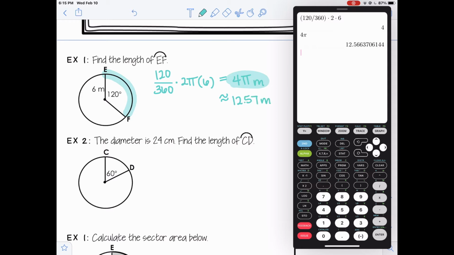So all depending on your instructions there, you can either leave it exact or provide a rounded answer. Okay, let's go ahead and try the next one.